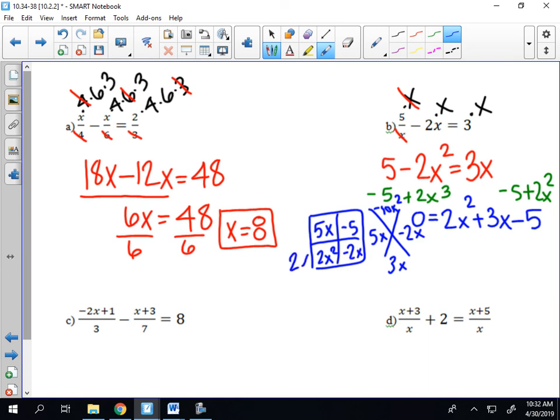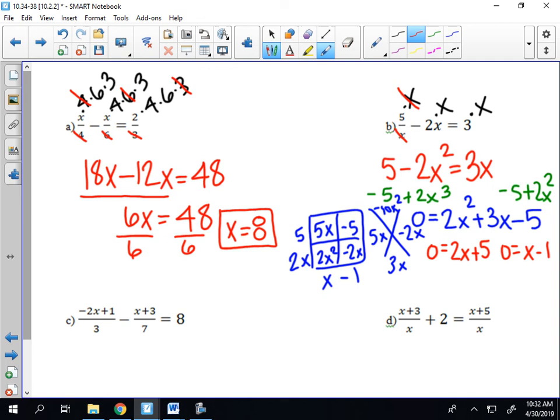Okay, so I can do a 2x here and an x here. X times 5 is 5x. 2x times negative 1 is negative 2x. So those are the two little equations that I can solve for 0. So 2x plus 5 equals 0, and x minus 1 equals 0.